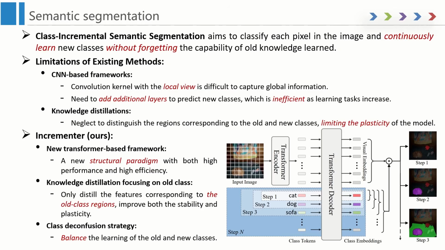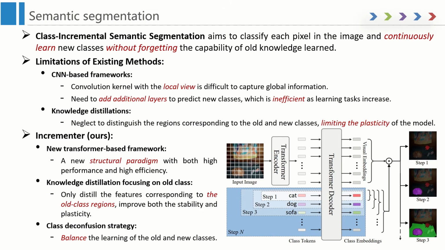This work is proposed for the class incremental semantic segmentation task to address the problems in the existing scene-based methods, including the local view and the inefficiency as the learning tasks increase, and the problem that existing knowledge distillation methods limit the model's plasticity. We propose a new transformer-based framework, a new structural paradigm with both high performance and high efficiency.